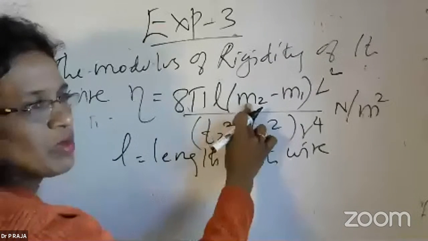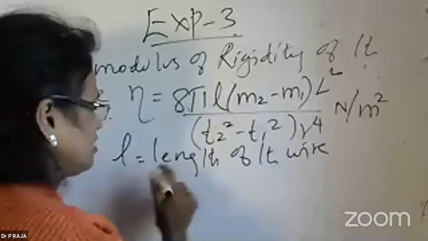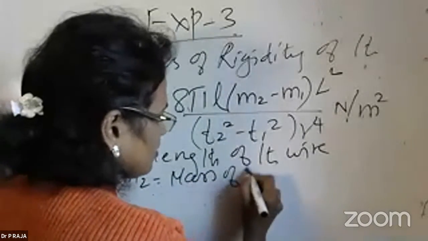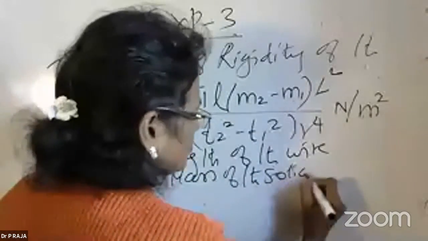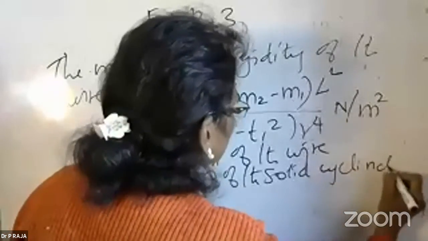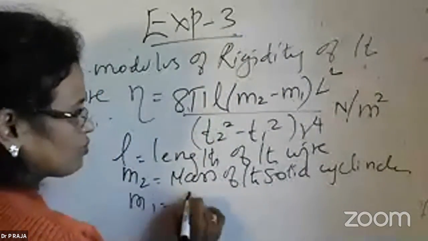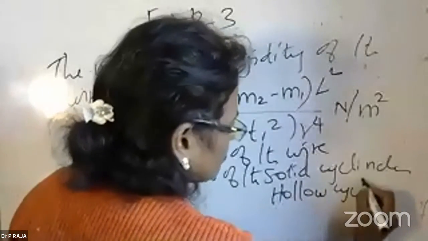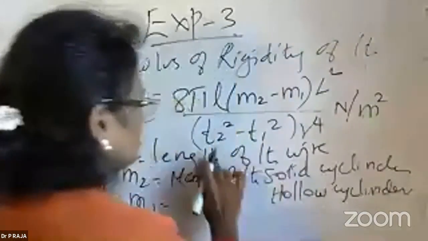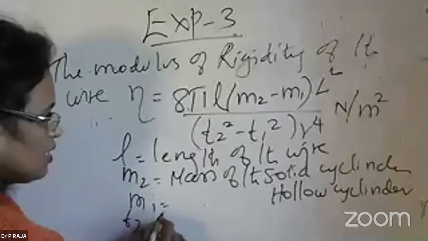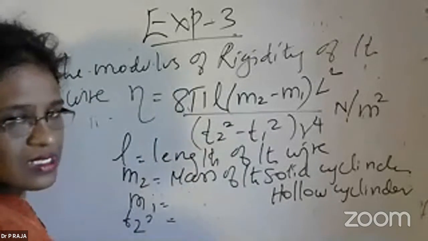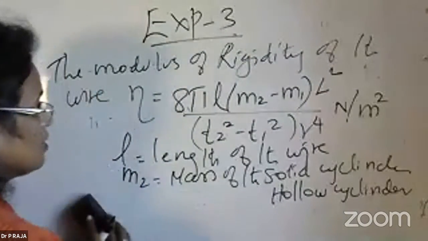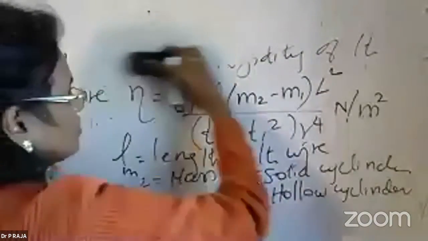Now this is M2, mass of the solid cylinder. M1 is the mass of the hollow cylinder. T2 is a time period, the time period of oscillation, and write it here, T2.